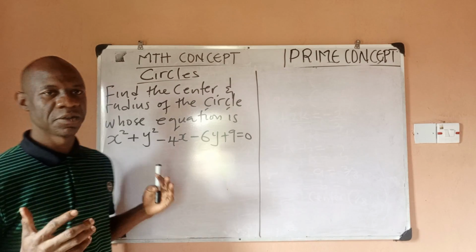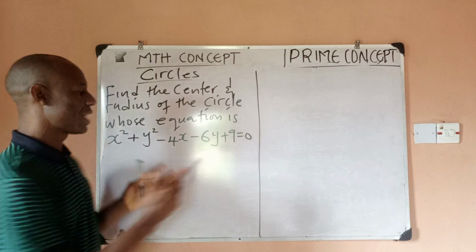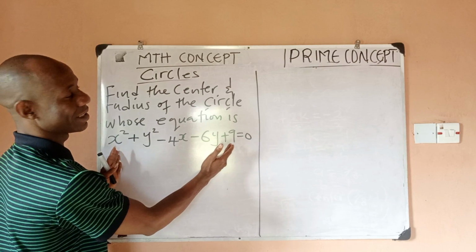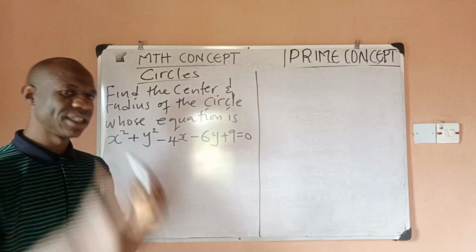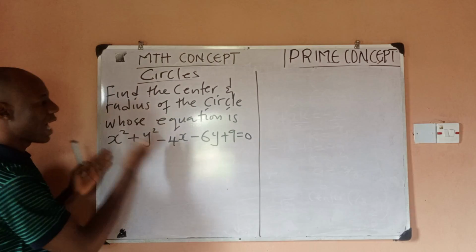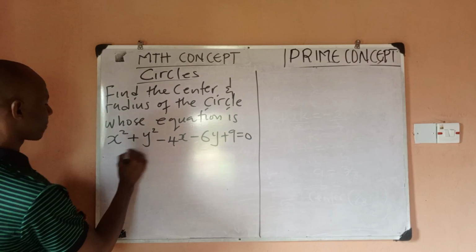Now, in this video, you'll be learning two things at the same time. You'll be learning the concept of analysis and the circle analysis, right? And then you'll be learning the completing the square method. Now, how do we solve this problem?